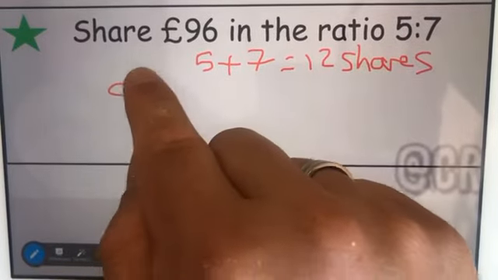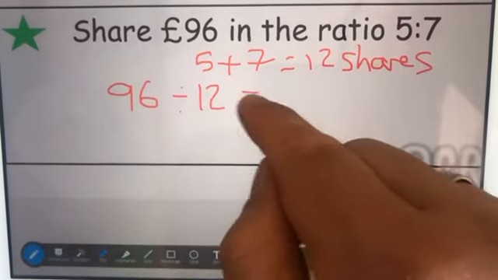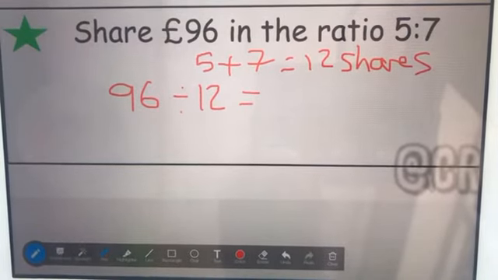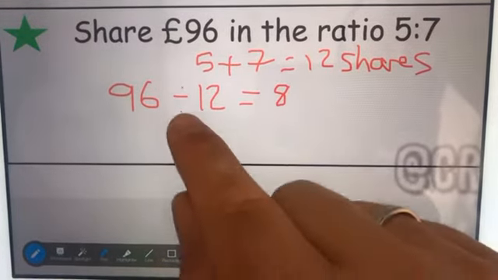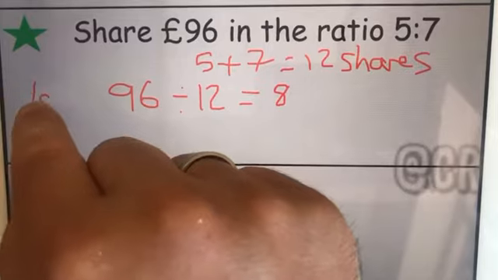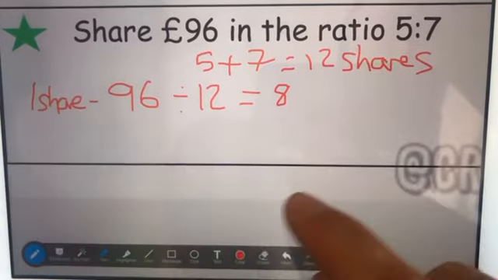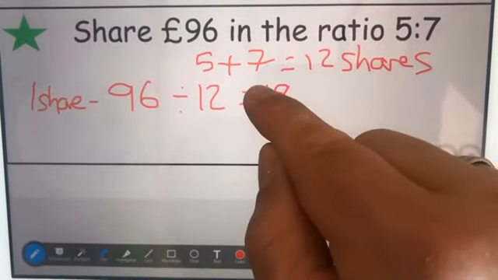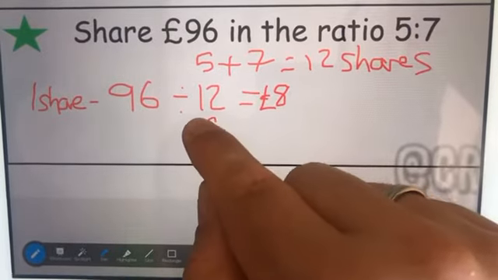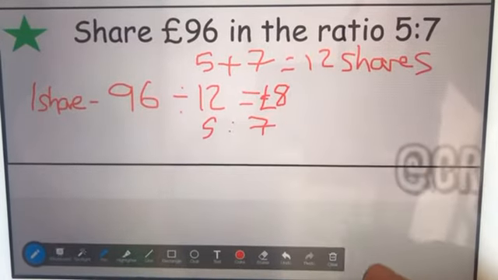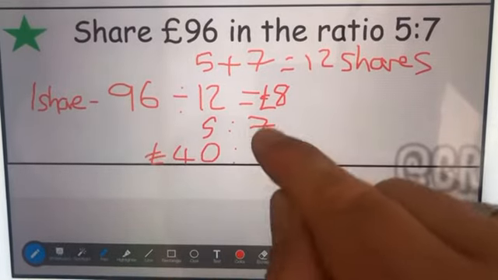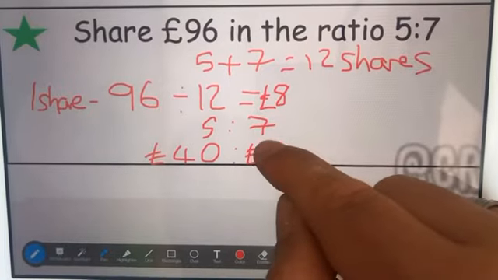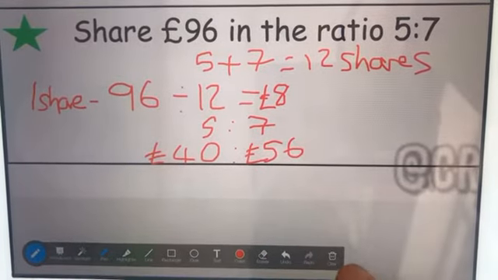So if I do 96 divided by 12, you can either do this in your head or do it via bus stop. Both of those ways work fine. 96 divided by 12 gives me 8. So each individual share, so one share, is worth £8. Now one person gets 5 of those, one person gets 7. So 5 times £8 is £40. 7 times £8 is £56. One person gets 40, one person gets 56.